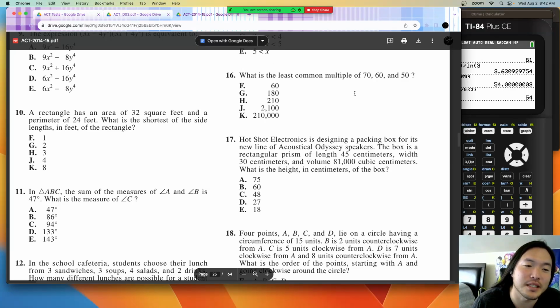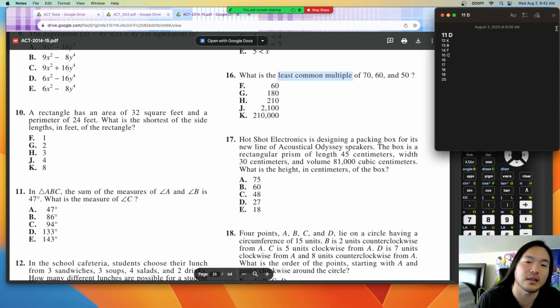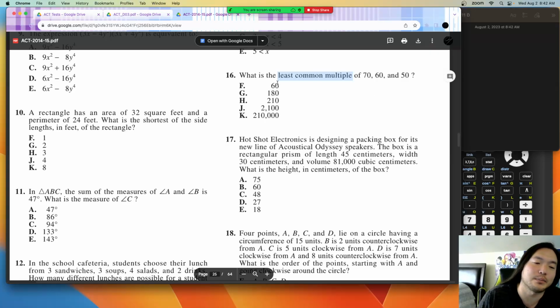Right? Same deal with the next one. You just take these numbers, least common multiple. Hopefully everyone knows how to do this. What does it mean to have a least common multiple? We're looking for a number that is divisible by 70, 60, and 50, and we're looking for the smallest number, right? Here, I'm pretty confident that the answer is J. I'm not 100% confident, but I'm pretty confident that it's J.